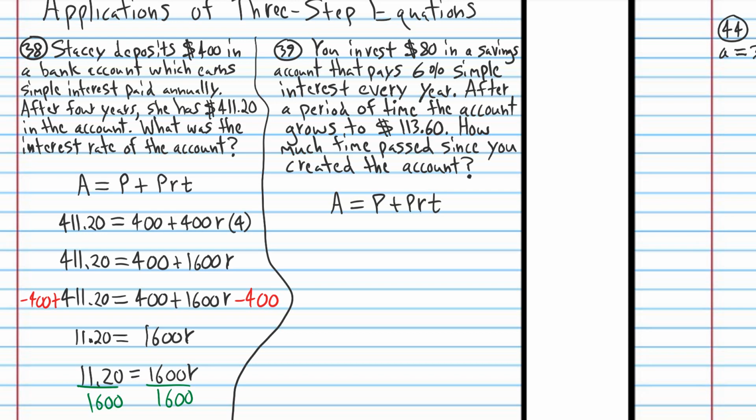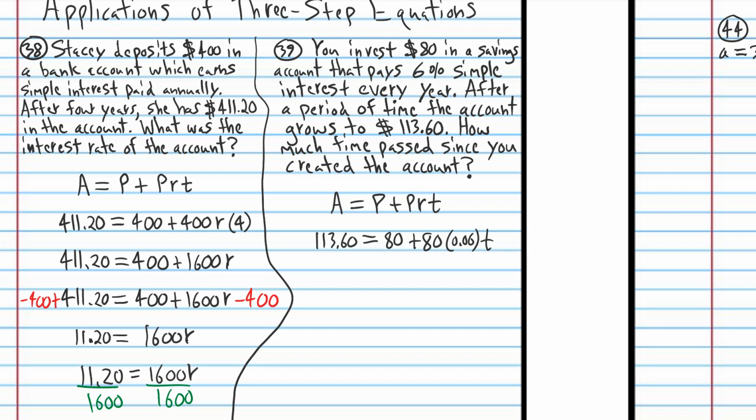So we have $113.60 is the amount that it grows to. We have 80, which is the original amount that was put in the account, and we have a 0.06 decimal there. Notice that I changed the percent to a decimal. I took 6% and changed it to 0.06. You cannot use a percent in an equation unless you change the percent to a decimal first.